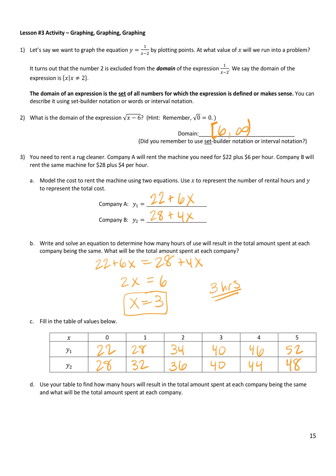Okay. So you want to use a table to find how many hours will result in the total amount spent at each company being the same, and what will the total amount spent at each company be. So when is it the same? We can see that it is after 3 hours. Okay, at 3 hours, they both cost $40. Which we had already determined algebraically, but now we also know how much they cost. Cost is $40 for both companies for a 3-hour rental.